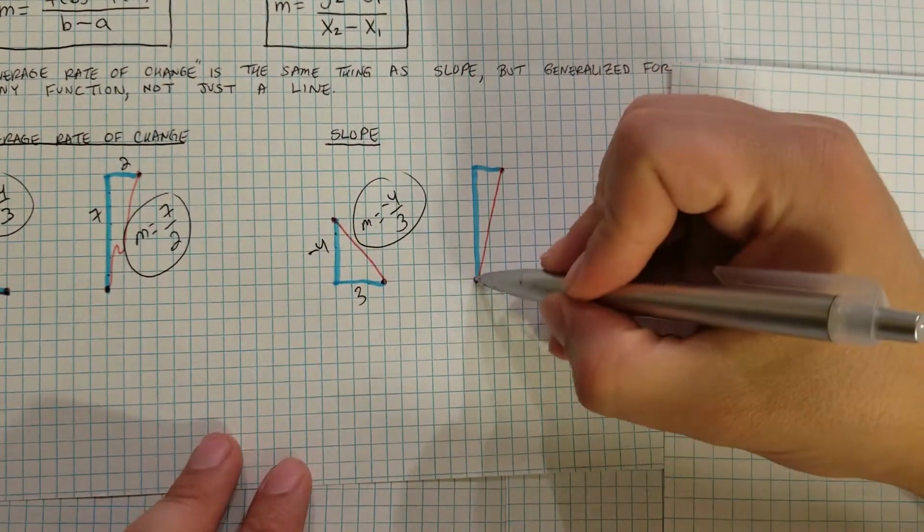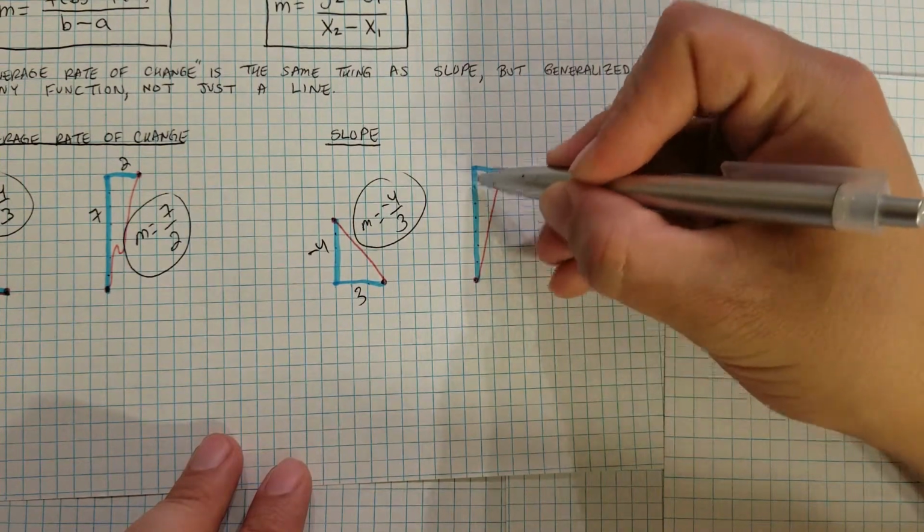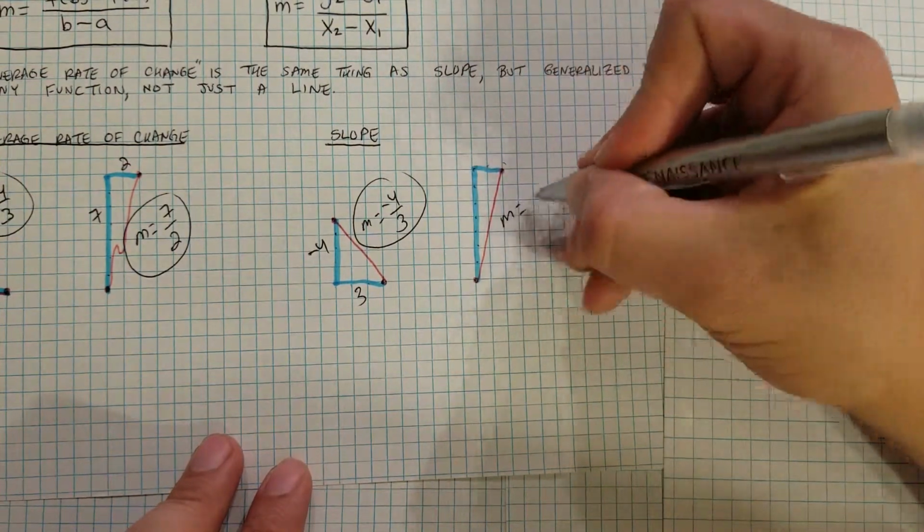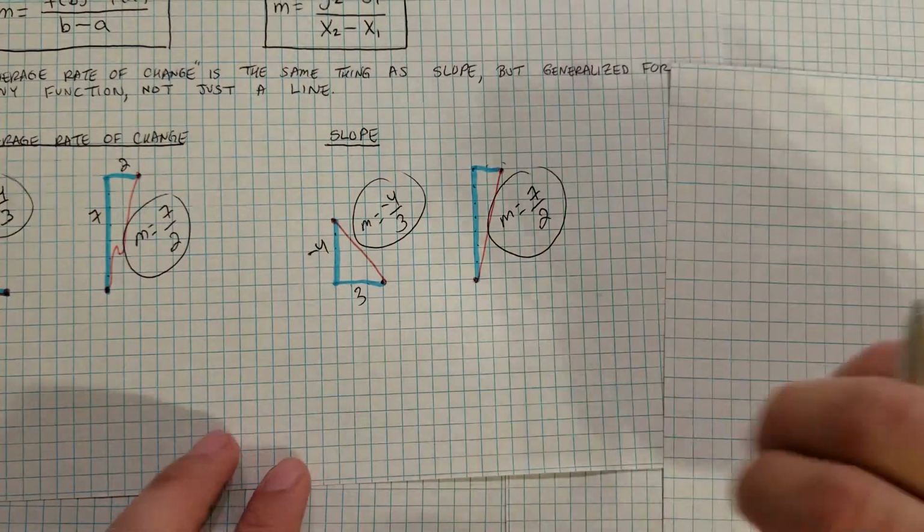And then this one, same deal. We got to go up 7, 1, 2, 3, 4, 5, 6, 7, over 2, 1, 2. So the slope is positive 7 over 2, because we went up 7 over 2.